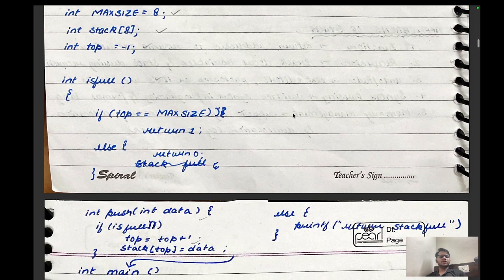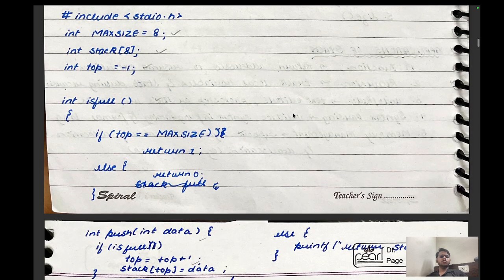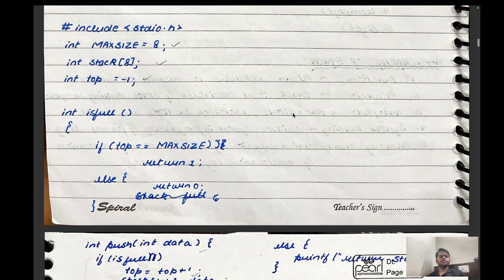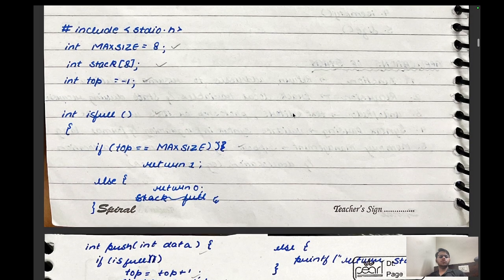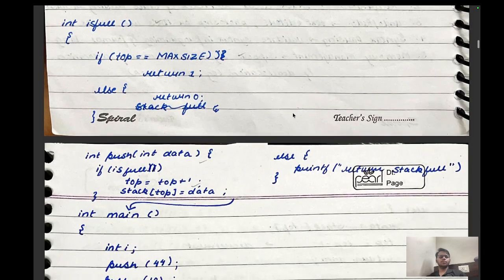top equal to -1 means that in the beginning your stack is empty, and when you do +1 here, the top becomes 0, which means that you are storing the element at the 0th index. It also means that you have some element in your stack, and your stack is not empty right now.